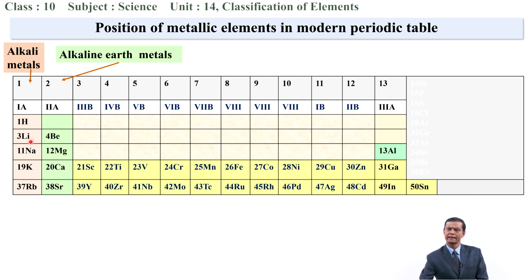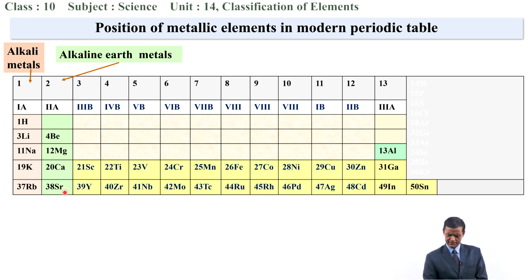Metals of group 1A are lithium, sodium, potassium, rubidium, cesium, francium, isn't it? From top to bottom in a group, their reactivity goes on increasing, which we will discuss in coming class. And second group is alkaline earth metals. Alkaline earth metals are, look at here, beryllium, magnesium, calcium, strontium, and so on.